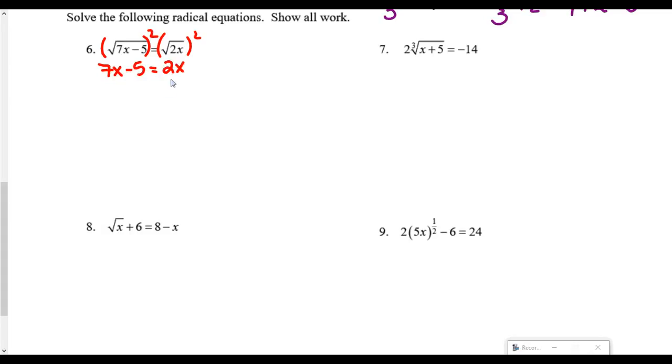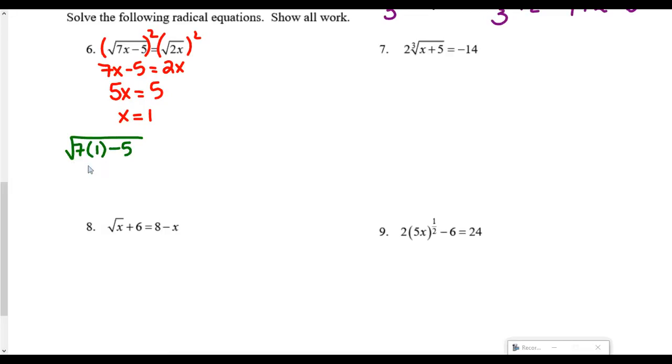This is just a plain linear equation. I want to get my x's on the left by subtracting. Move the 5 over to the right. Divide both sides by 5 gives me x equals 1. Now, there is no law of mathematics that says if I square both sides, it's always true. So for any of these equations, it's important that I plug back into the original problem and make sure my answer actually works.